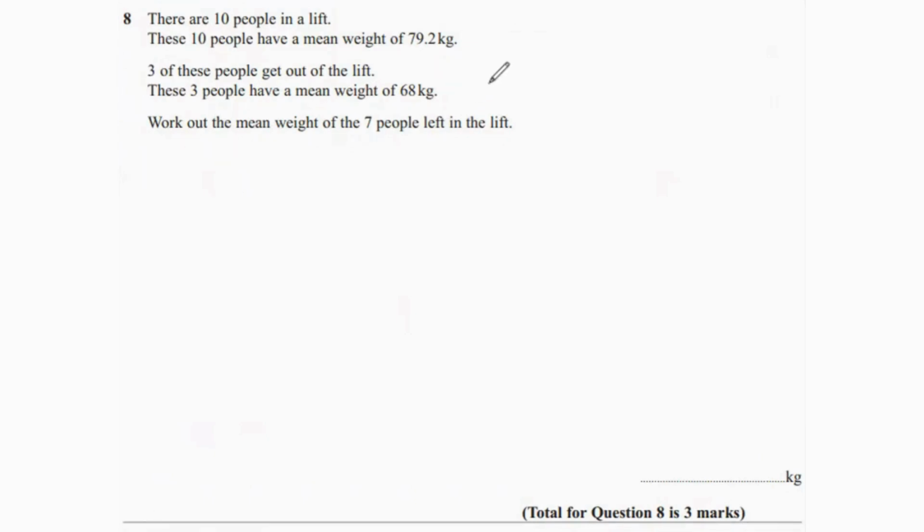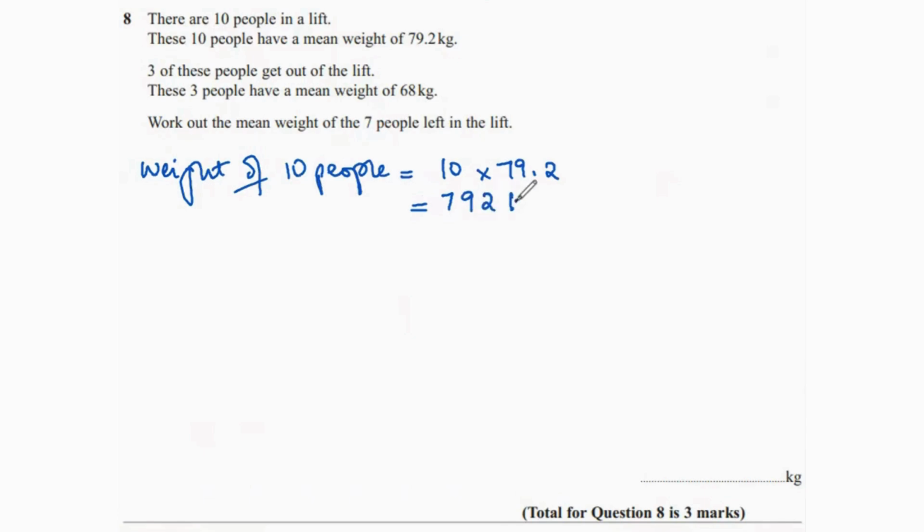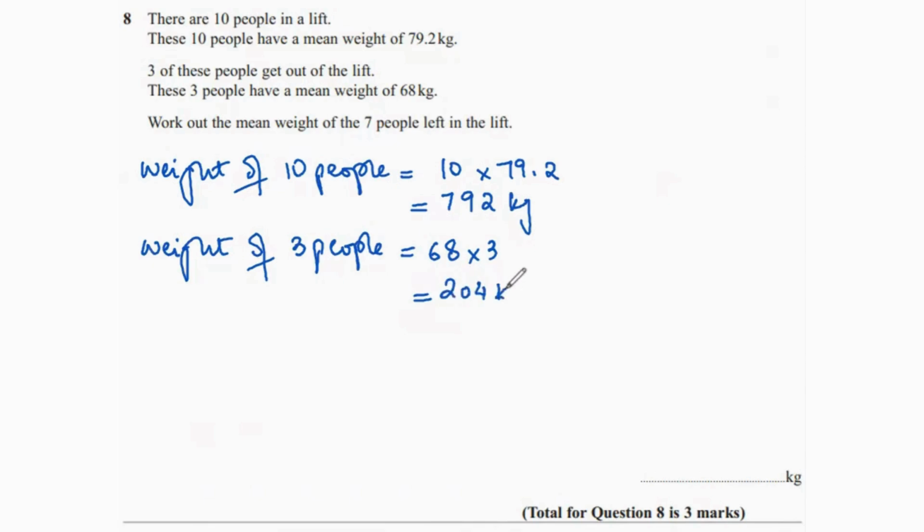So we'll start by finding the total weight of the 10 people. We will multiply the number of people with the mean weight. So 79.2 times 10, which is 792 kg. Then you find the weight of the 3 people that got out of the lift. So weight of 3 people, that's going to be 68 times 3, which equals 204 kilograms.